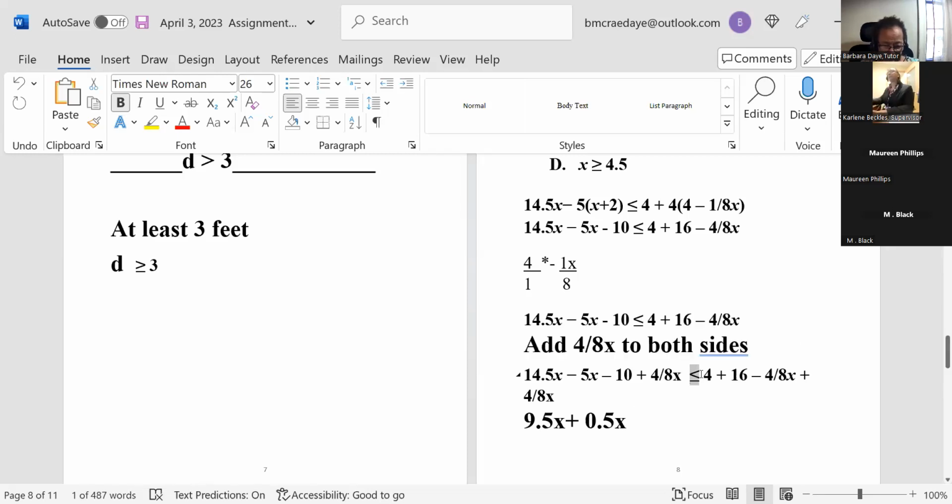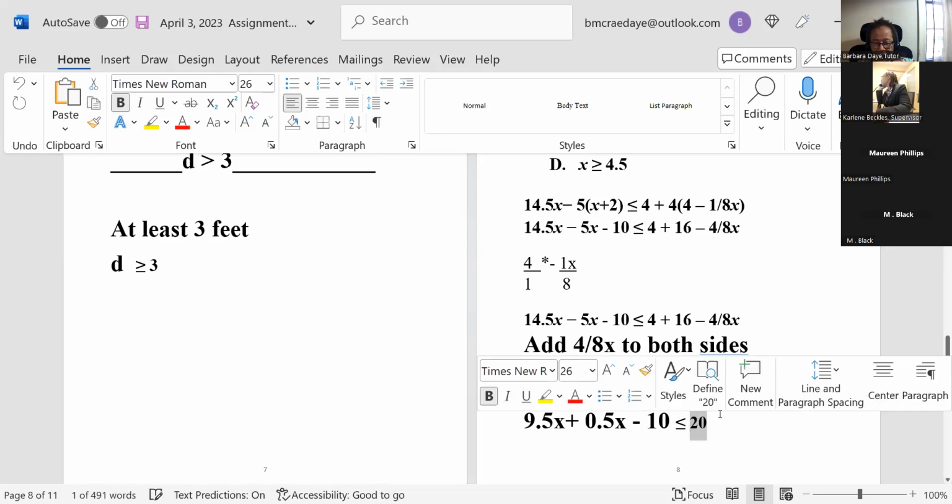All right. And so that's less than or equal. Let's just put here less than or equal. Now we still have the minus 10 over here. We can't throw that away. Minus 10. And on the right side, we had what? 4 plus 16. Let's just add those. 4 and 16 is what? 20. Thank you. There we go. And minus 4x plus 4x is 0. So this is a 20.